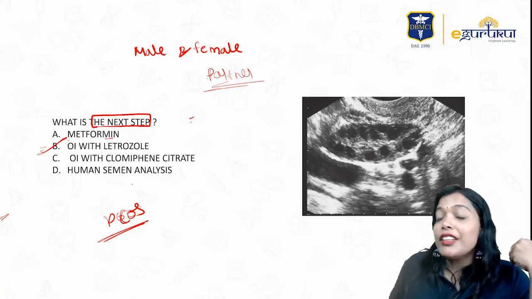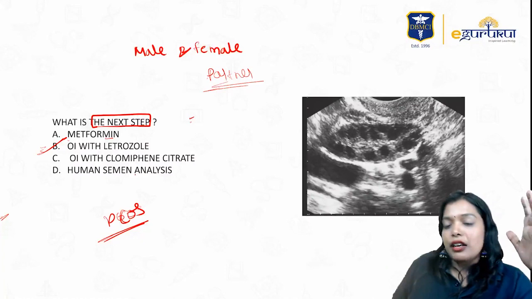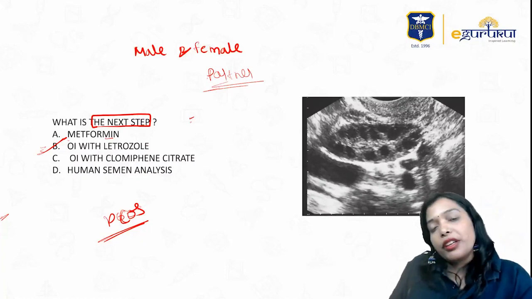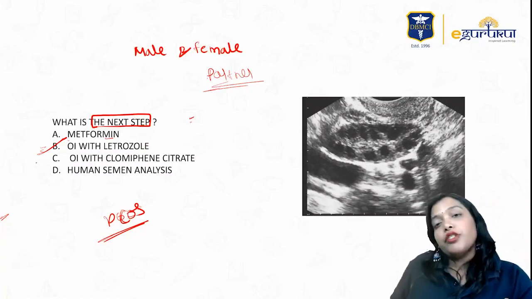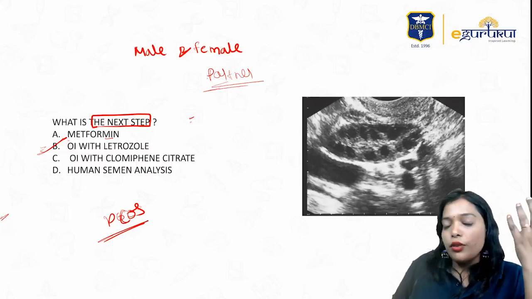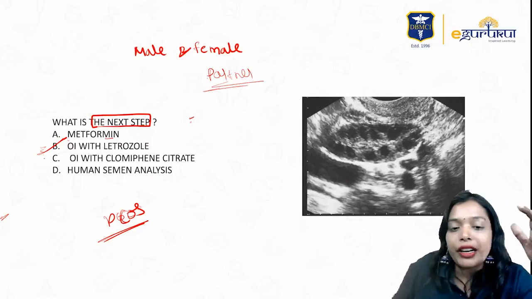So here, if it is a direct question like PCOS and they ask you what is the management for PCOS with infertility, the best drug which you can give is always letrozole. So then undoubtedly the answer will go for letrozole.